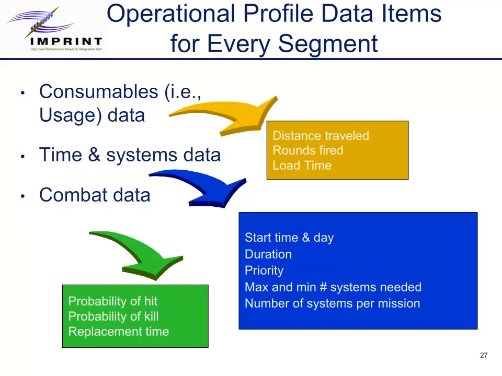The time and systems data allow for scheduling of missions across the 24-hour day up to 365 days per year. Also, different types of missions will require different numbers of systems. The combat data are the data that allow system casualties to be simulated, and if a system is taken out of action completely, the time to obtain a replacement is modeled.